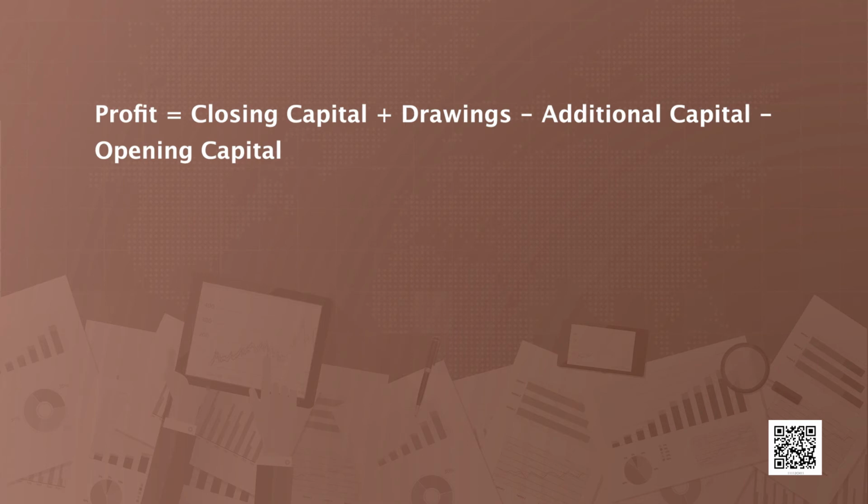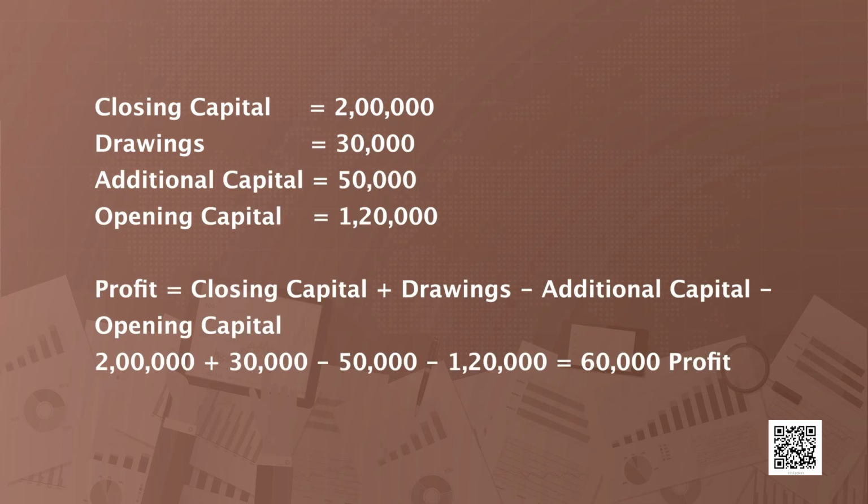Closing capital plus drawings minus additional capital minus opening capital will give you profit or loss. Let's place all these things in the format. We have to start with the closing capital, and that is 2 lakh, as you can see, 31st March 2005. 31st March 2005 means the closing date because the opening date is 1st April 2004. So, here I place 2 lakh.